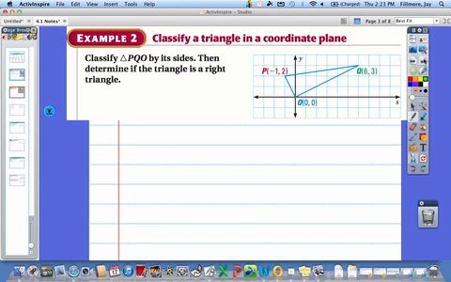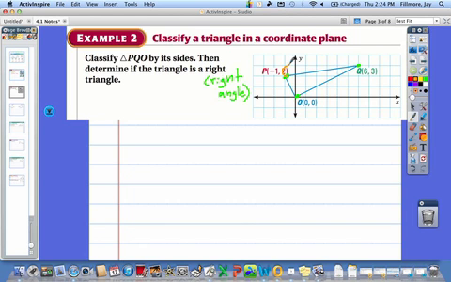Well, a right triangle means that it has a right angle. We'll do this part first. If it has a right angle, it means two of our sides are perpendicular. So we need to find the slope of each side and see if any of our slopes are opposite reciprocals, because they need to be perpendicular in order to know that there is a right angle. So to find the slope of each side, I'll count the rise over the run.